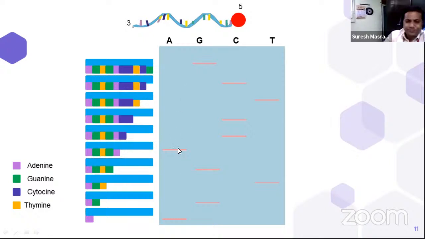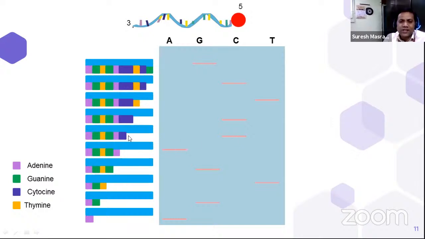Here, from the bottommost, it is one. Therefore, we have to add the fifth nitrogenous base here. Now it is seen in the lane of the A. Therefore, the fifth nitrogenous base which is attaching here is adenine. Now, the next band is seen in the lane of cytosine.